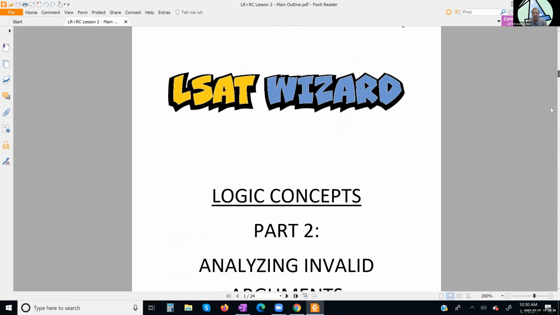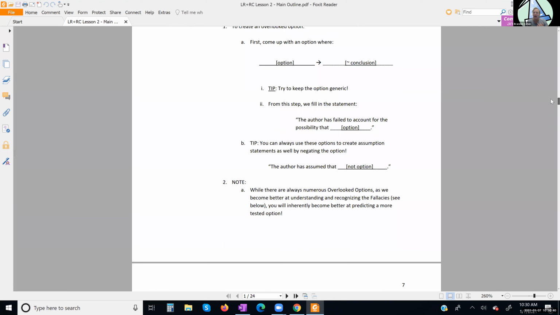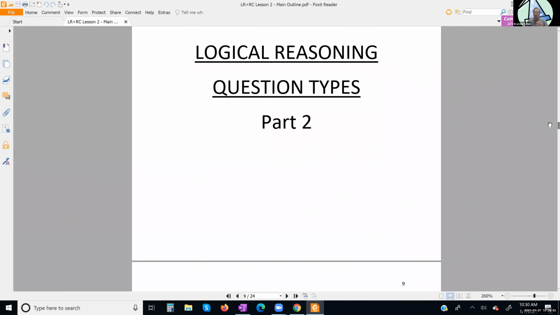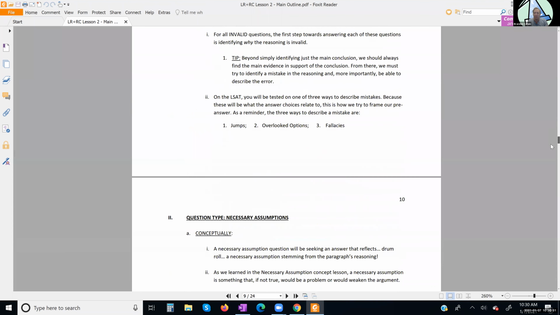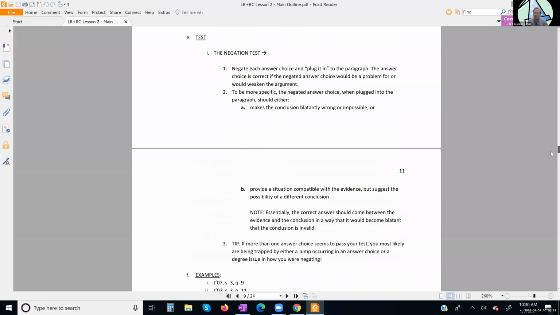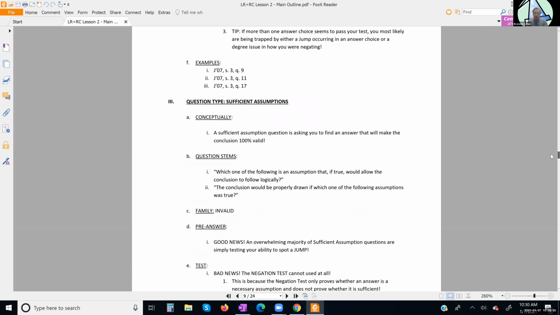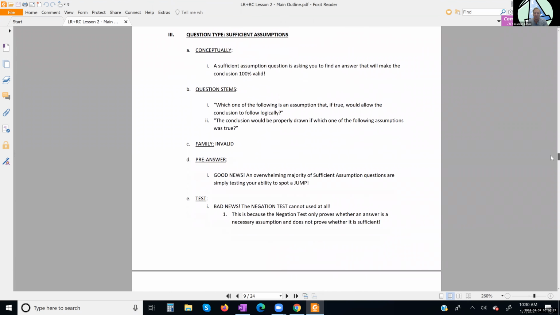Now, we did cover sufficient assumptions as a concept. I always talk about things in terms of concepts and question types. Sufficient assumptions are a concept, but this lesson is going to be the question type. So I'm going to be getting into it kind of quickly, but if you're looking for more on sufficient assumptions, go check out our lessons, especially lesson 2, where we went into the concept of sufficient assumptions.